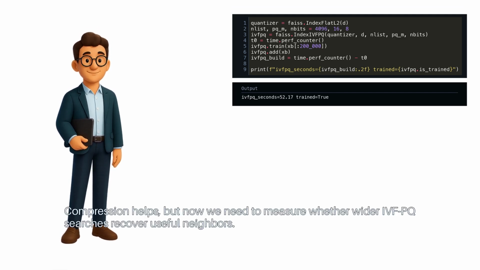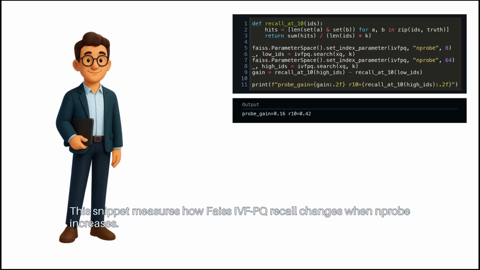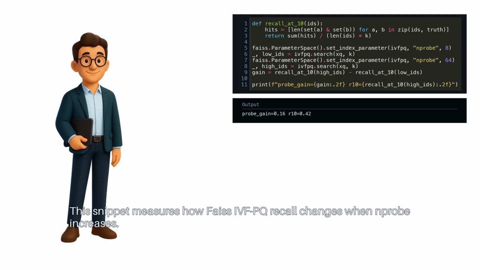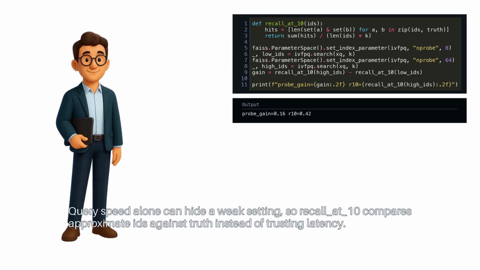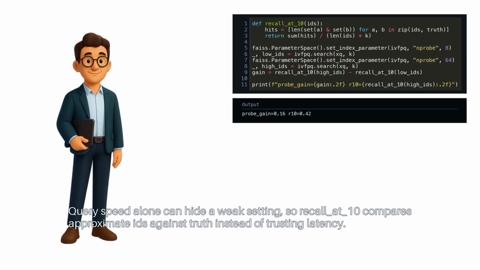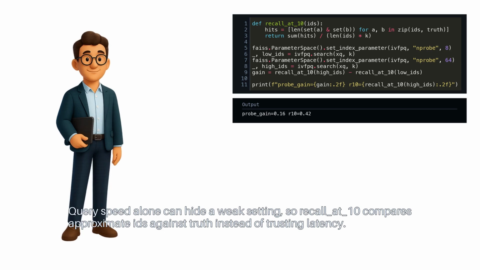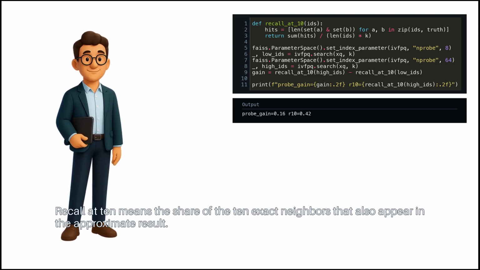Compression helps, but now we need to measure whether wider IVF-PQ searches recover useful neighbors. This snippet measures how Faiss IVF-PQ recall changes when nprobe increases. Query speed alone can hide a weak setting, so recall at 10 compares approximate IDs against truth instead of trusting latency. Recall at 10 means the share of the 10 exact neighbors that also appear in the approximate result.